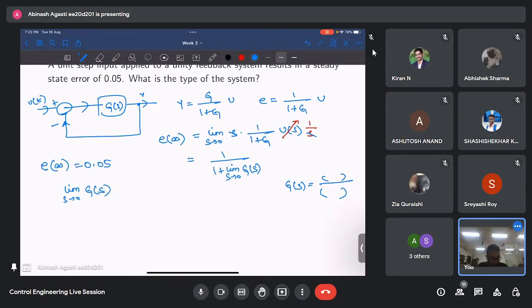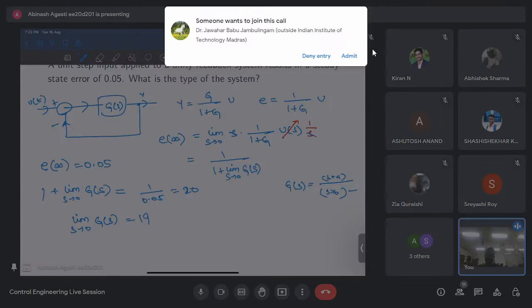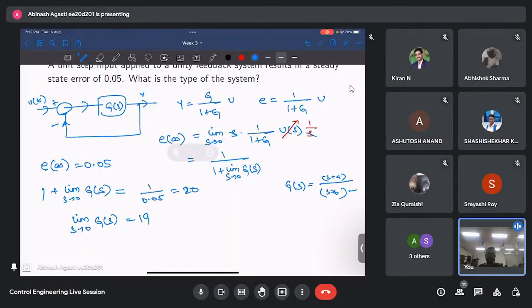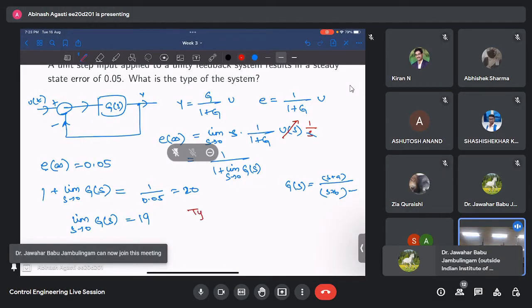So this can be anything, s plus a, s plus b, and so on, but there is no pole or zero at the origin for this particular transfer function, because this is 1 by 0.05, which is 20. So limit s goes to 0 of G of s is 19. So from that we can say that this transfer function is a type 0 transfer function, right?